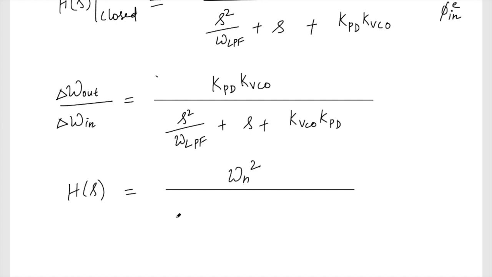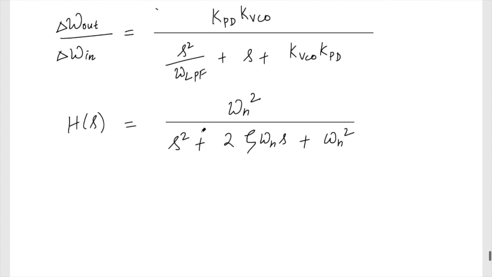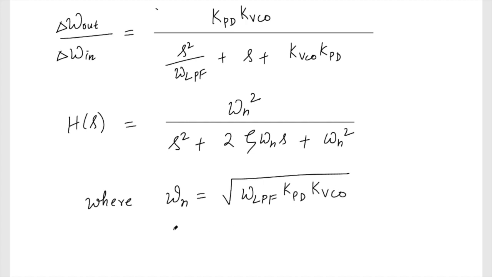I can rewrite this whole transfer function as omega n square over S square plus twice eta omega n S plus omega n square. So we are trying to express this as a second order system, where omega n is equal to the square root of omega LPF KPD KVCO, and eta is equal to half the square root of omega LPF by KPD by KVCO.